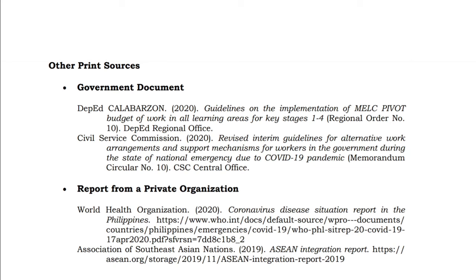For other print sources, government document. Examples, DepEd Calabarzon 2020, Guidelines on the Implementation of MELC Pivot Budget of Work in All Learning Areas for Key Stages 1 to 4, Regional Order No. 10, DepEd Regional Office. Civil Service Commission 2020, Revised Interim Guidelines for Alternative Work Arrangements and Support Mechanisms for Workers in the Government during the State of National Emergency due to COVID-19 Pandemic, Memorandum Circular No. 10, CSC Central Office.